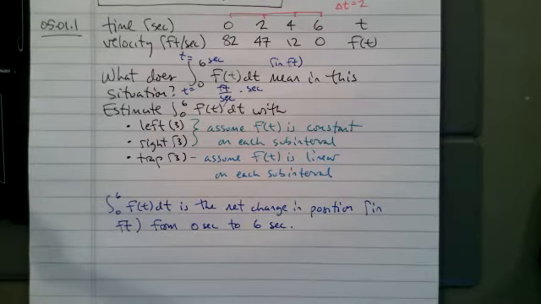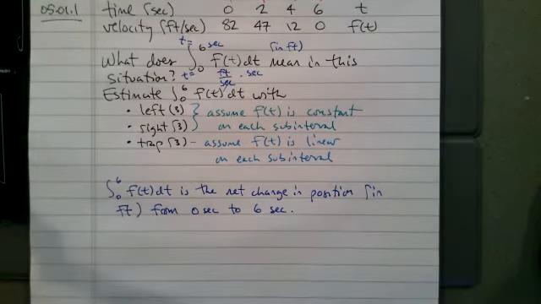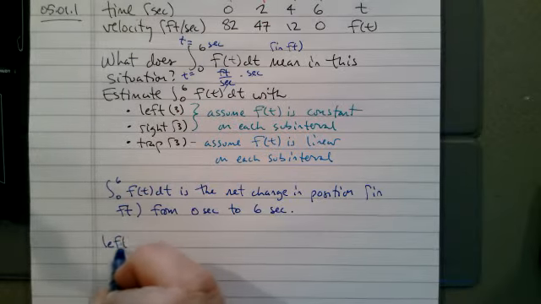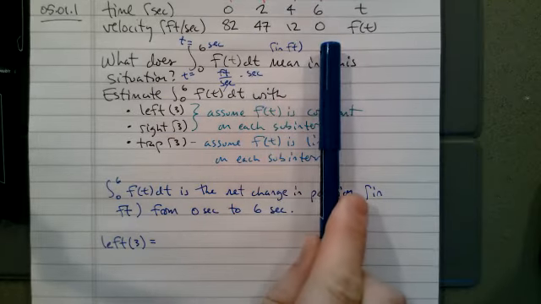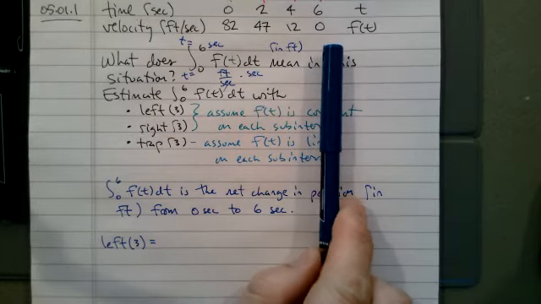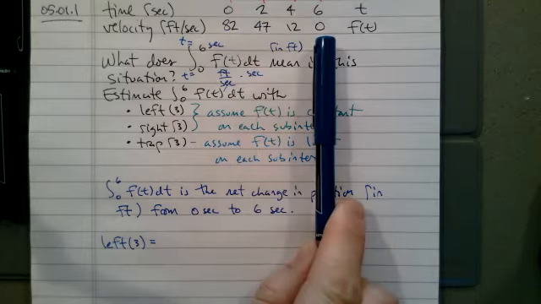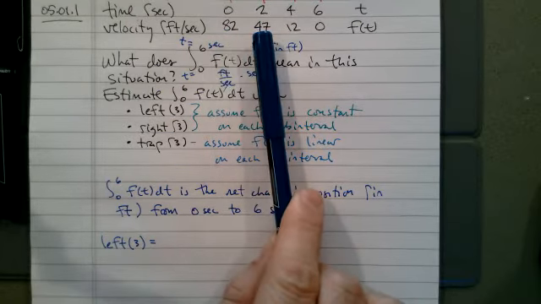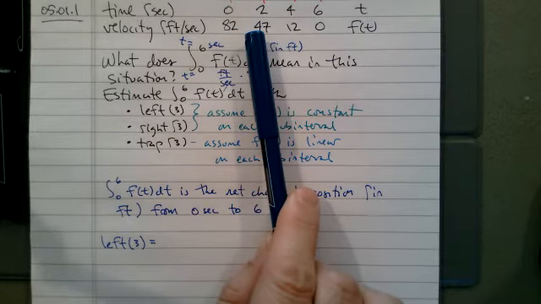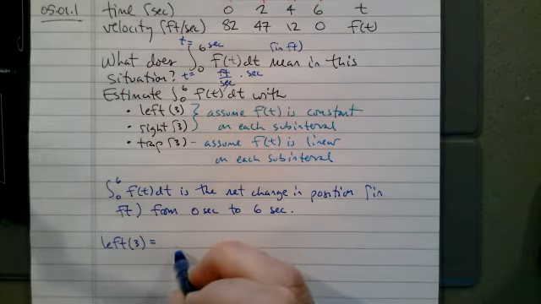So the next calculation that we could make is to approximate this integral with the left or right endpoint approximations. So for the left 3 approximation, I'm going to use the left endpoints. This is going to be an overestimate because the function is decreasing. If I use the left endpoint 82 for this first 2-second interval, it's going to overestimate because the velocity is actually decreasing over those 2 seconds.